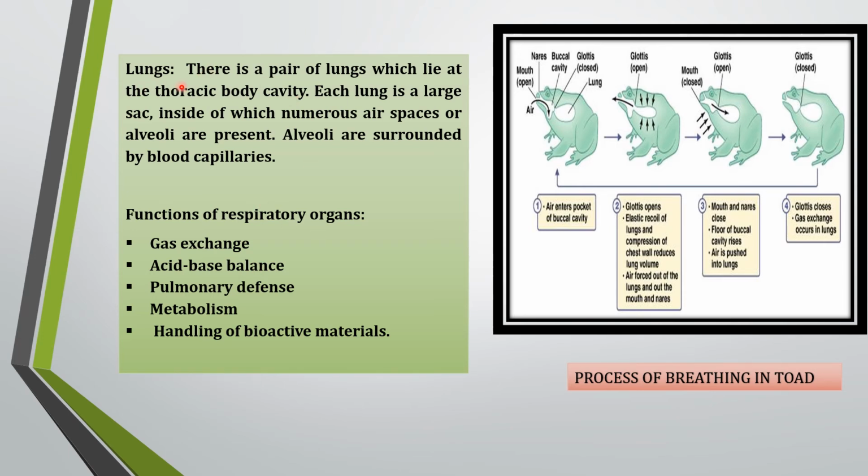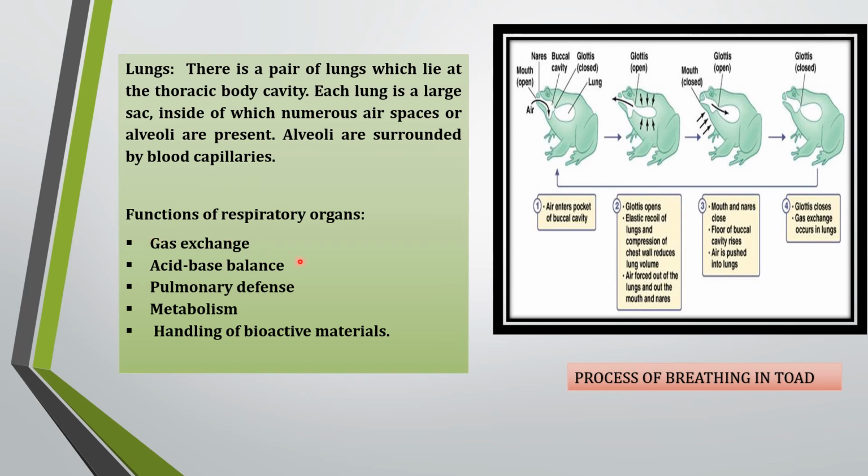Next one is lungs. Obviously about lungs you know, then also I am repeating. There is a pair of lungs which lie in the thoracic body cavity. Each lung is a large sac inside of which numerous air spaces or alveoli are present. Just now I have shown you in the previous slide. Alveoli are surrounded by blood capillaries. So this is the total structure.